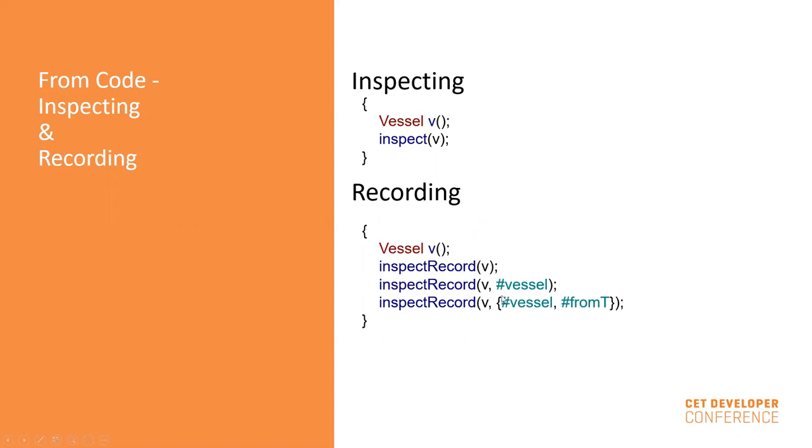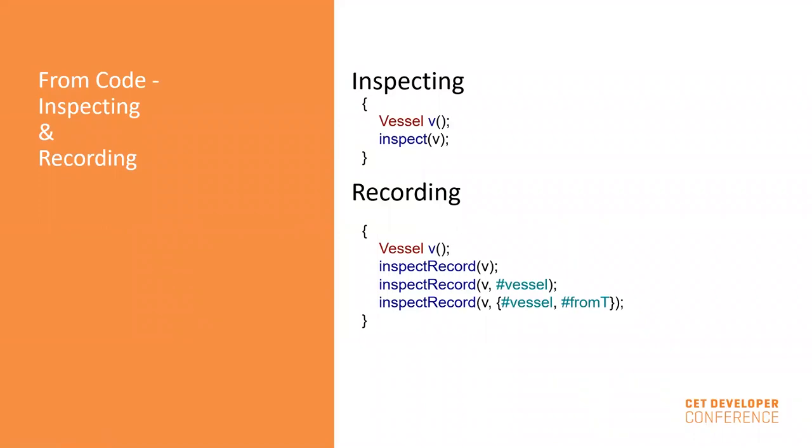To record from within code, you want vessel v, and then you can inspect record of v. I like to inspect record using these tags here to group my objects together. So I could inspect record with just one thing, which is just pound vessel, or I could inspect record with multiple tags, which is vessel because v is a vessel, and from t because it came from my t file, just a tag that I came up with.